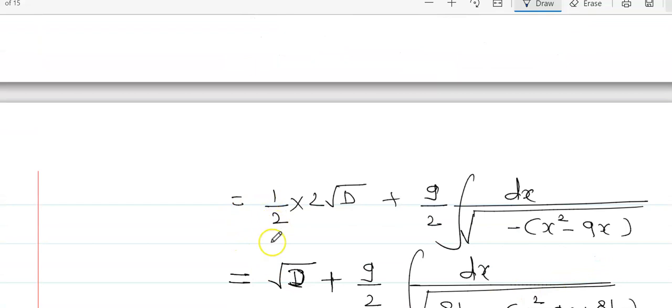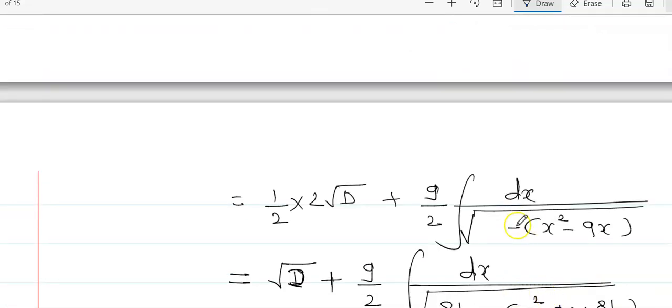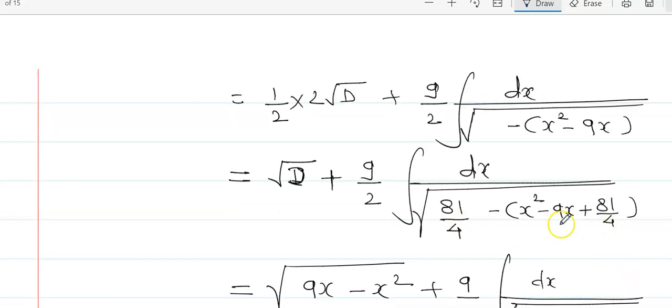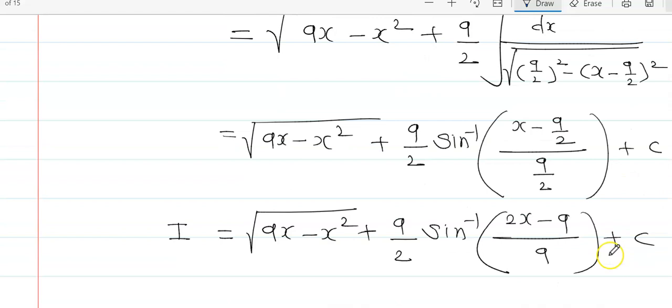That is 1 upon 2, the value of a 2 root d, 9 by 2 integral dx upon. From this take the minus sign as common, then you will get minus x square minus 9x. What is the second term? 9 upon 2, that is 9 by 2, its square is 81 upon 4. Therefore we subtract here and add here 81 by 4. Now this is 9 by 2 integral dx upon 9 by 2 bracket square minus x minus 9 by 2 bracket square, and this is the sine inverse form.